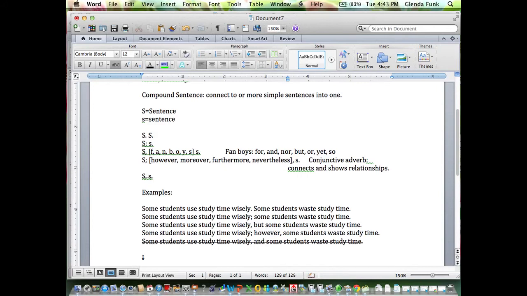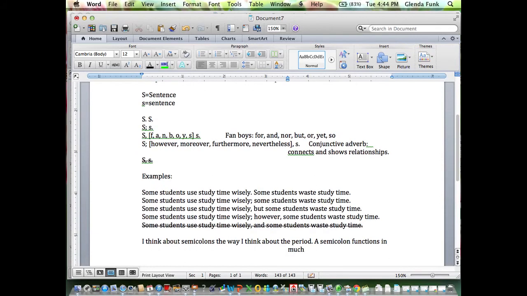I think, and I'm striking out again, I need to fix that. I think about semicolons the way I think about the period. Students understand periods pretty well. If they know that a semicolon functions in much the same way as a period, then the idea of how to use a semicolon makes more sense to them.